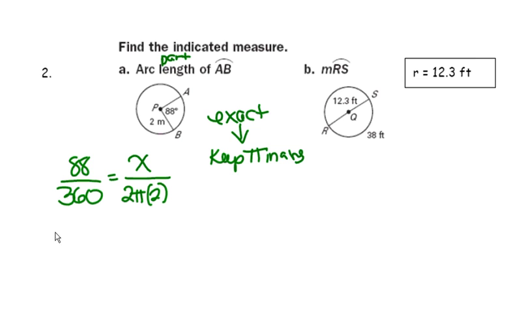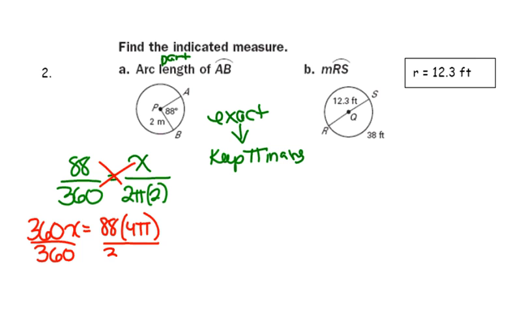So 2 times 2 is 4. So we're actually going to cross multiply. All right, so I get 360x equals 88 times 4 pi, which means that we're going to divide by 360. So x, my arc length, is going to equal, and I'm just going to, in my calculator, take 88, multiply it by 4, and divide by 360, and then I'm just going to tack pi on the end.